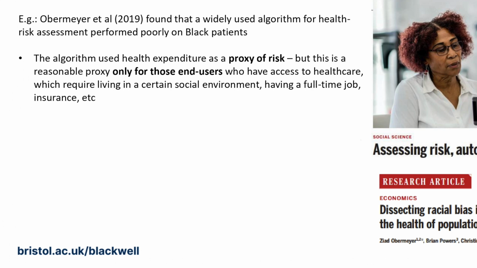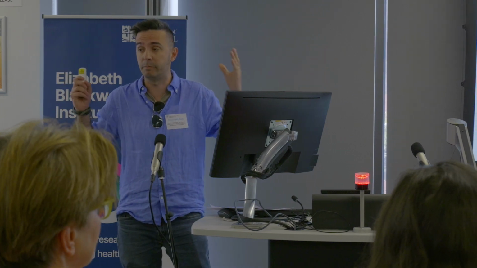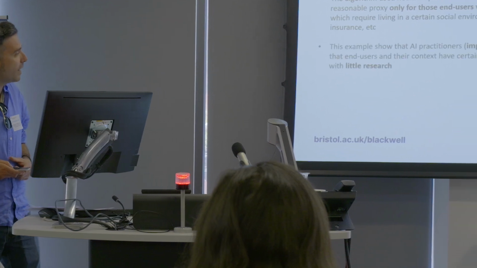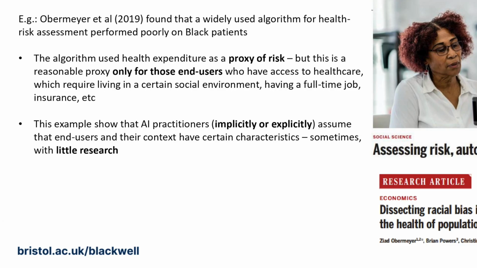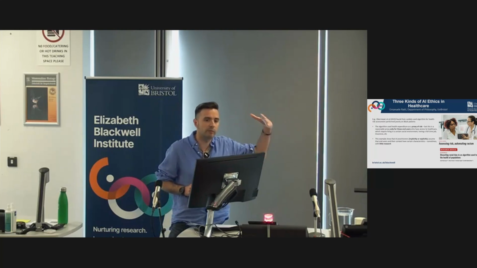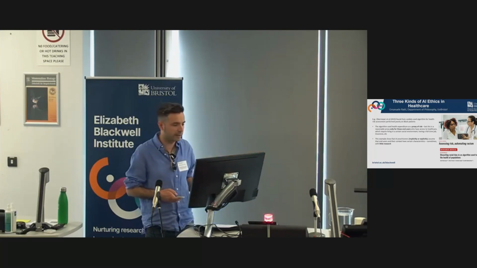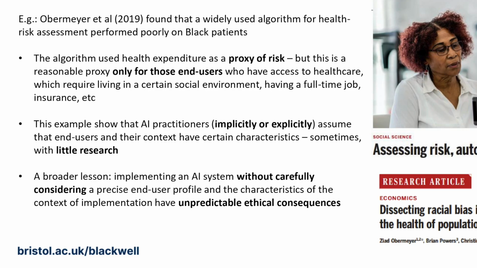However, it's going to work only for a specific kind of end users with specific characteristics, like having a full-time job, having insurance, living in a context that is conducive to health expenditure, where you have access to healthcare, and we know how important that is in the UK. So what happened was that the AI practitioners were assuming that the context where the system was supposed to be implemented was populated by end users with very specific characteristics, in an environment with specific features conducive to health expenditure. The moment you move to an environment with different end users, it caused harm and exclusion. The broader lesson is that the characteristics of the context of implementation and of the users populating this context matter a lot.